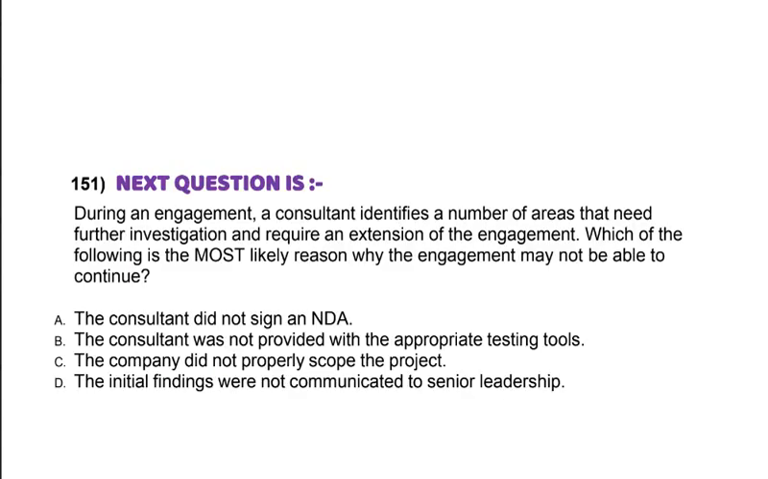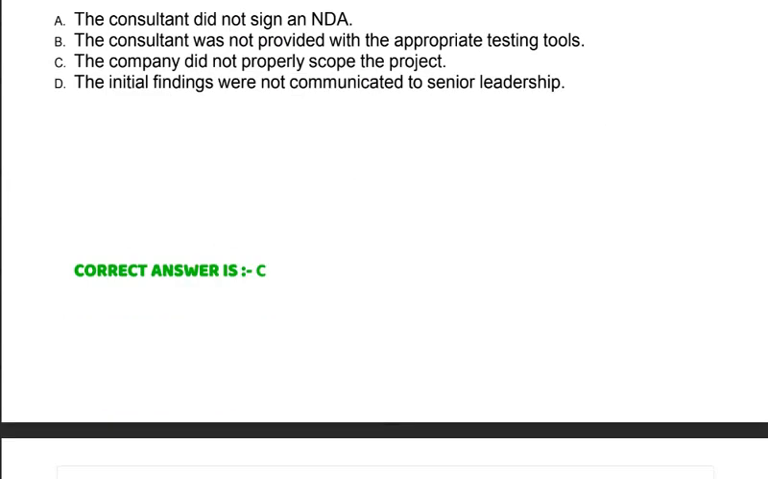Question is during an engagement, a consultant identifies a number of areas that need further investigation and require an extension of the engagement. Which of the following is the most likely reason why the engagement may not be able to continue? Option A, the consultant did not sign an NDA. Option B, the consultant was not provided with the appropriate testing tools. Option C, the company did not properly scope the project. Option D, the initial findings were not communicated to senior leadership. Correct answer is option C.